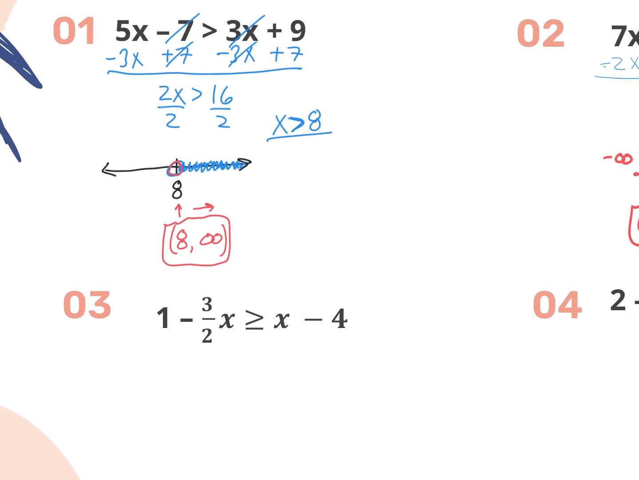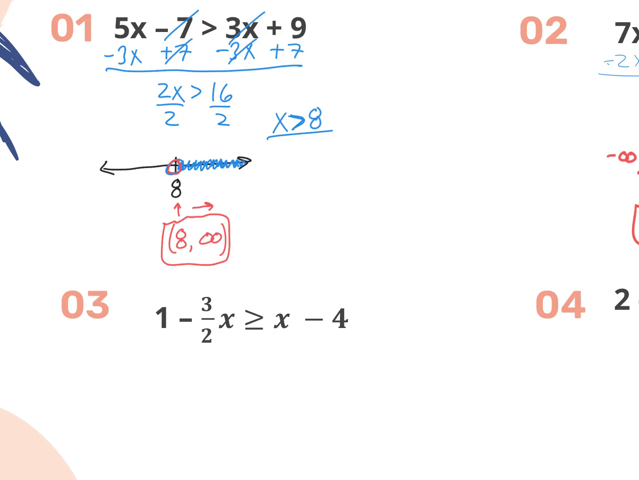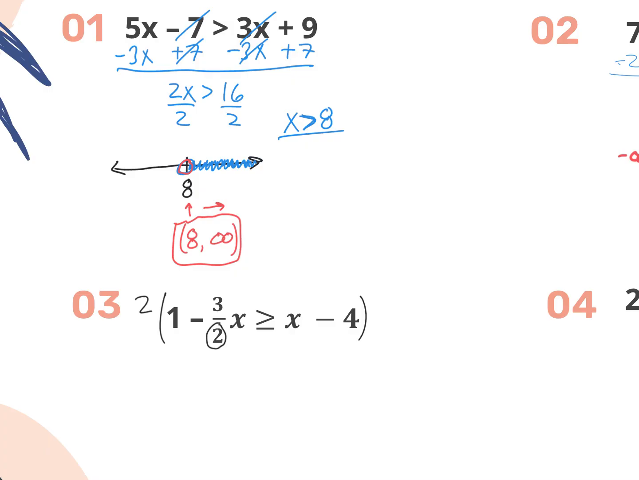Let's do the same thing over here. When you see a fraction in any of your inequalities, just like with an equal sign, you can get rid of it by multiplying by the least common denominator. Our least common denominator here is going to be 2. So I'm going to multiply every single part of this inequality by 2, and that's going to get rid of that 2 on the bottom.